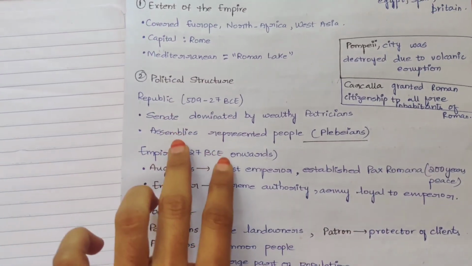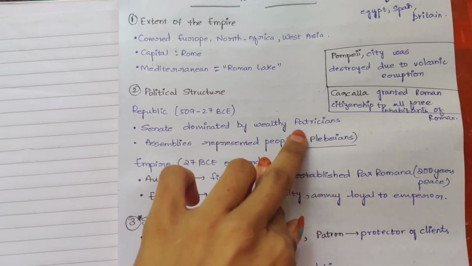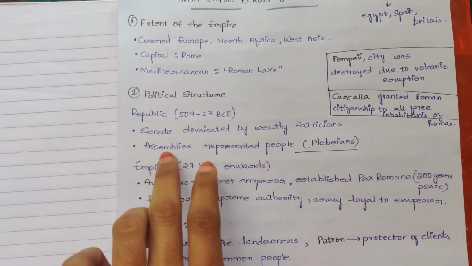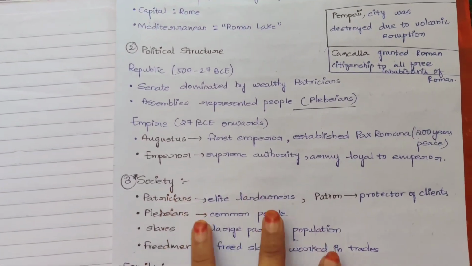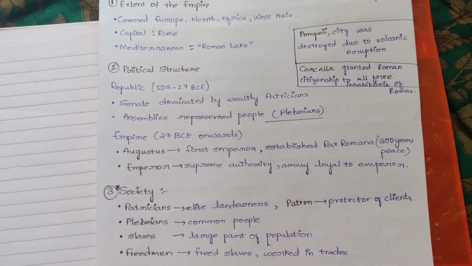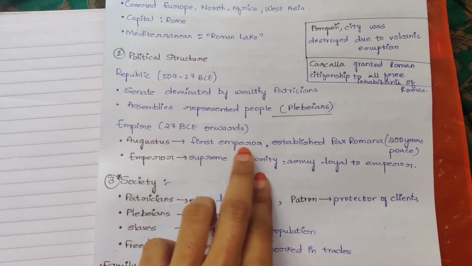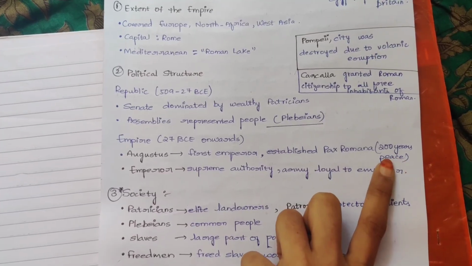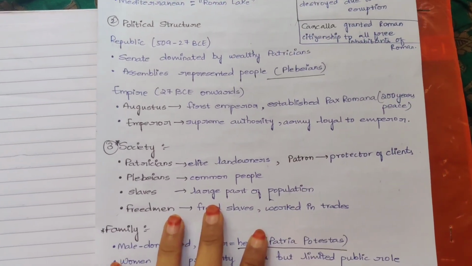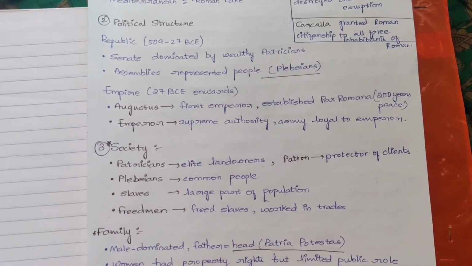Political structure, it was a republic. Senate dominated by wealthy patricians. Patricians were the landowners, and assemblies represented the people, plebeians. In this chapter, you need to remember a few words that have been used in Roman Empire. Augustus was the first emperor, established Pax Romana, 200 years of peace, and the emperor was supreme authority and the army was loyal to the emperor.